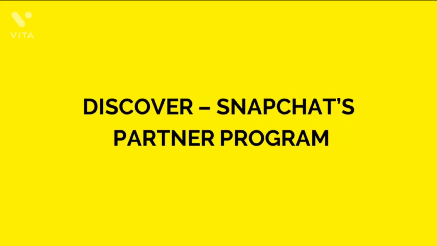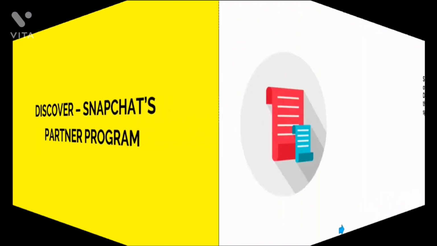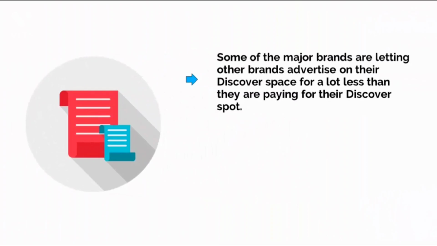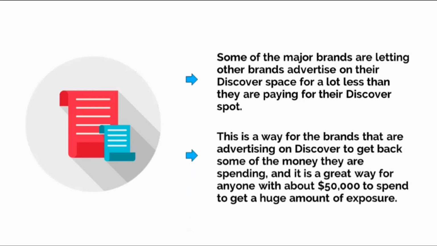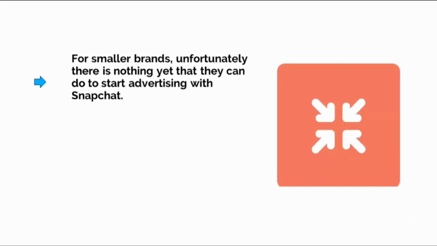But there are actually other ways to get on Discover than by being a partner with Snapchat. Some of the major brands are letting other brands advertise on their Discover space for a lot less than they're paying for their Discover spot. This is a way for the brands that are advertising on Discover to get back some of the money that they're spending. And it's a great way for anyone with about $50,000 to spend to get a huge amount of exposure. For smaller brands, unfortunately, there is nothing yet that they can do to start advertising with Snapchat.